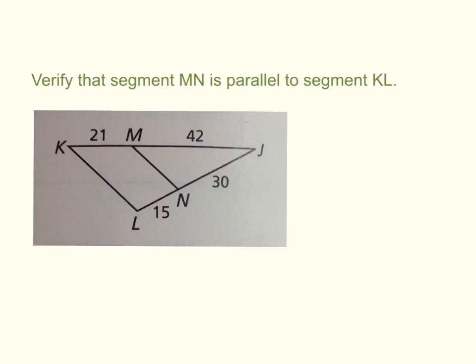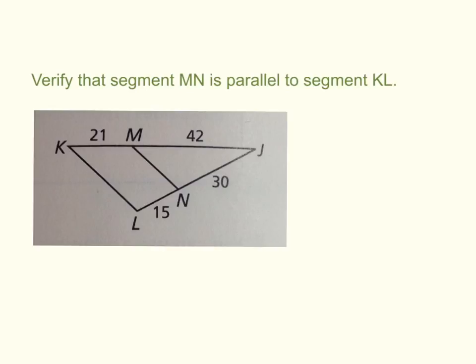The theorem says that if a line divides the two sides of a triangle proportionally, then it is parallel to the third side. So basically, if we can prove that the two sides are proportional, we can prove that that line is parallel to another one. So let's look at this example.